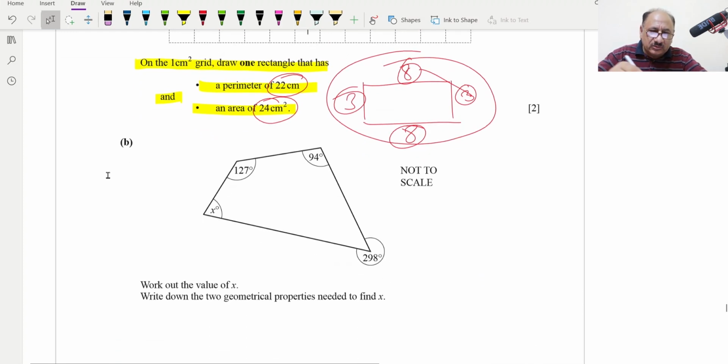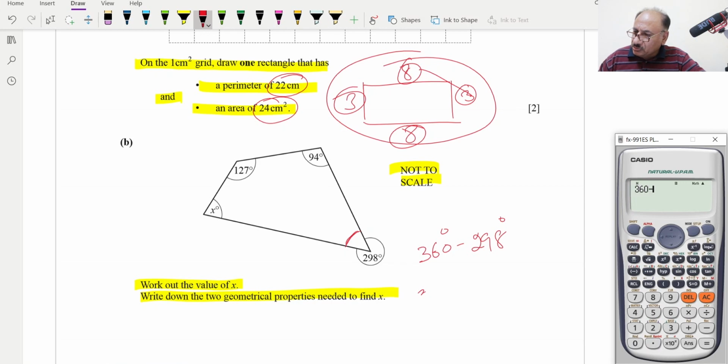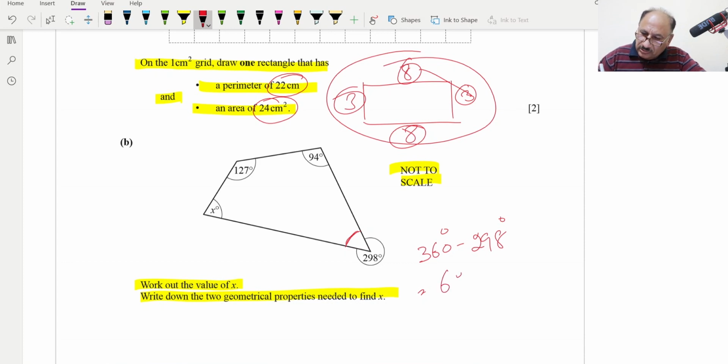Next is B part. B part, drawing is not to scale, and work out the value of x. Write down the two geometrical properties needed to find x. So first of all, we can find this angle, because total angle will be 360. So 360 minus 298 degrees, this will be equal to what? 360 minus 298 will be equal to 62 degrees. So this angle is 62 degrees.